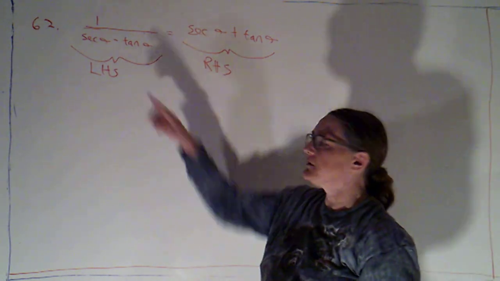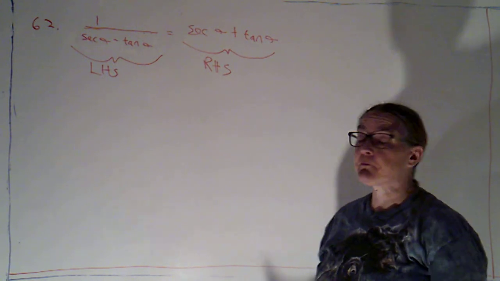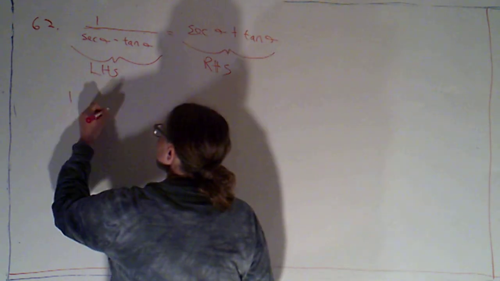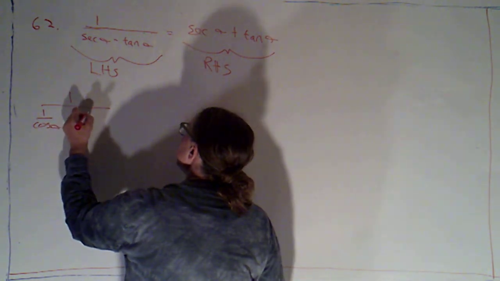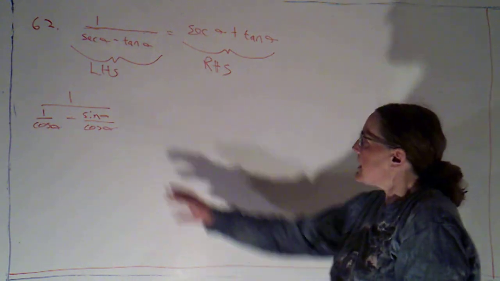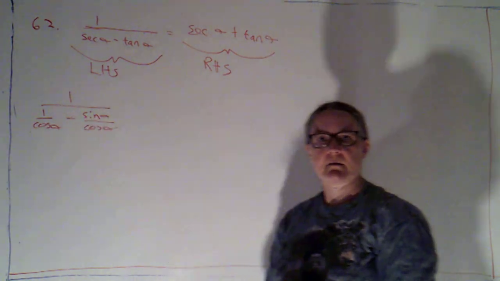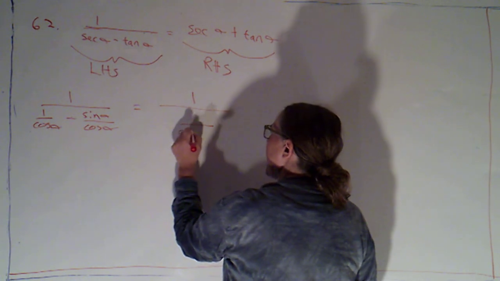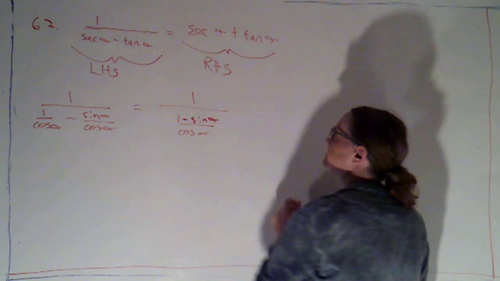I'm going to go ahead and start with the left-hand side, and I'm just going to write things in terms of sines and cosines. That's pretty much my go-to unless I see something else that sort of jumps out at me. So I'm going to say this is 1 over, secant is 1 over cosine alpha, minus tangent is sine alpha over cosine of alpha. Now, what I like about that is that I've got a common denominator now for the fractions on the bottom. They're both over cosine, so I can go ahead and just write that as 1 fraction over cosine of alpha. On top, I'm going to have 1 minus sine of alpha.